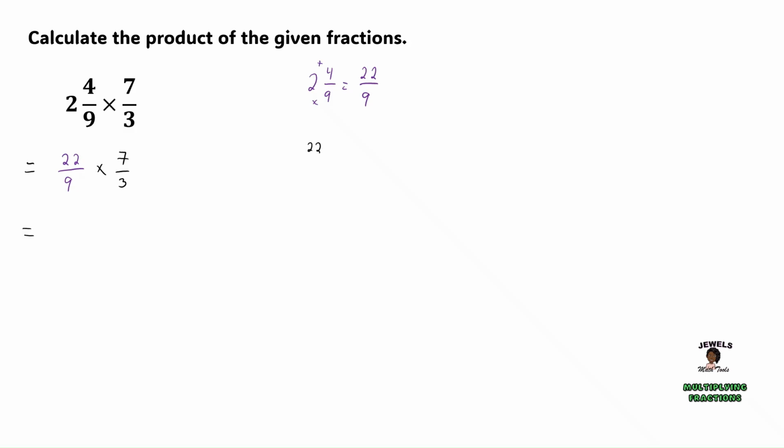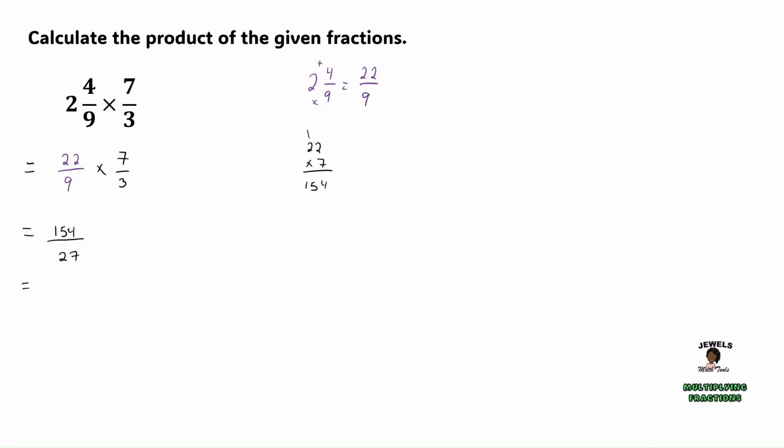So we're multiplying 22 times 7. So 7 times 2 is 14. We're going to carry our 1. 7 times 2 is 14 plus 1 will equal to 15. So in my numerator, I will have 154. And 9 times 3 is equal to 27.